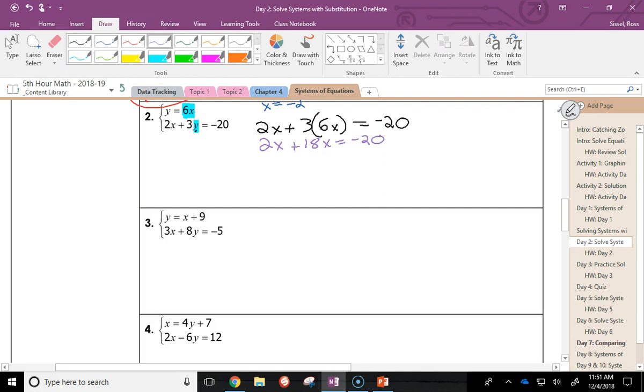What's the next step we should do? I want to solve for x. Avery, what do you think? Good. We want to combine like terms. Because I have one variable x, and so I can add my coefficients. 2x plus 18x gives me 20x. Okay? So I have 20x equals -20. Very good, Wade. I have 20 times x, and that's all I have left over there, so I want to get x alone. We divide by 20.